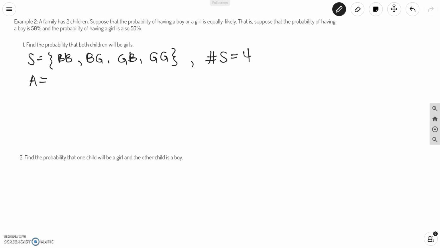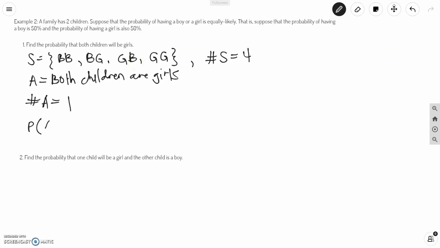A is the event that both of the children will be girls. So let me just define what A is. A is the event that both children are girls. Now, to determine the number of outcomes in A, we have to look back at our sample space. How many out of these 4 outcomes satisfy our event A, which is having both children be girls? Only 1. So the number of outcomes in A is 1.